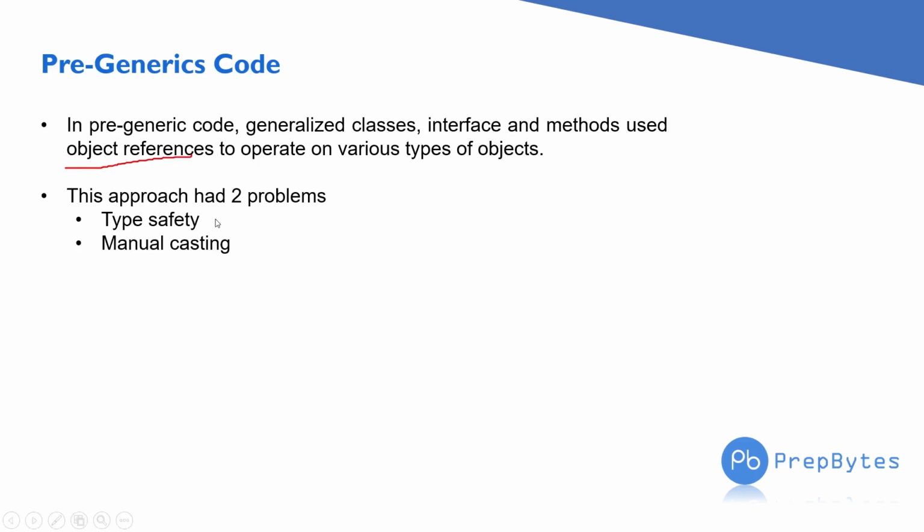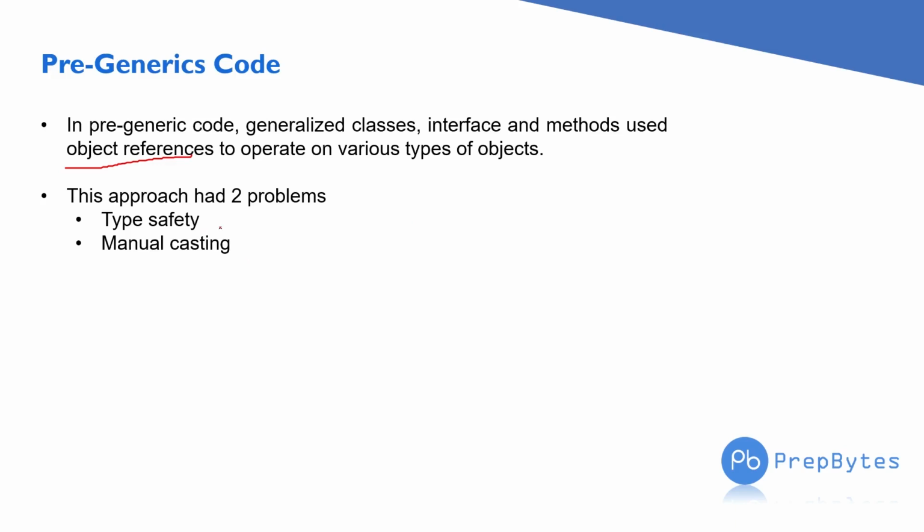So what is type safety? I have shown you that we do not know whether we have an integer or a string inside our reference variable. It could be pointing to an integer, a string, or a float. We have no idea. And we have to do manual casting. In this approach, we had two problems, type safety and manual casting. I have explained these two points.